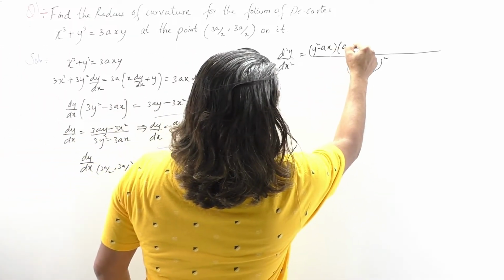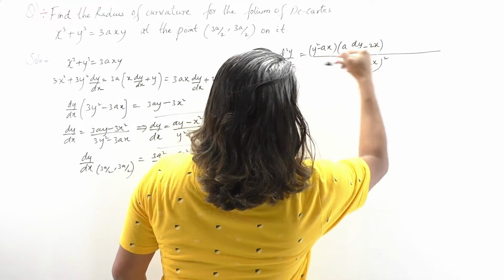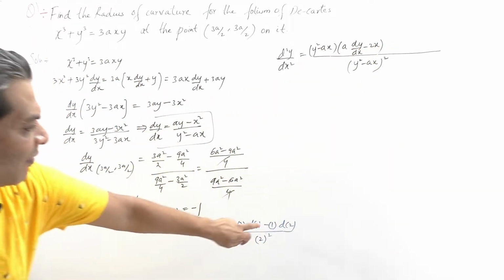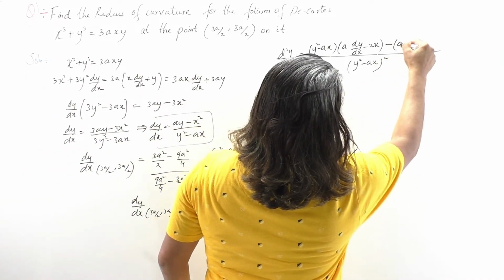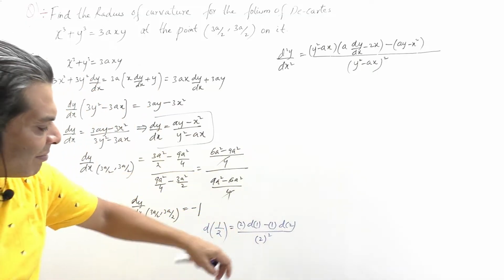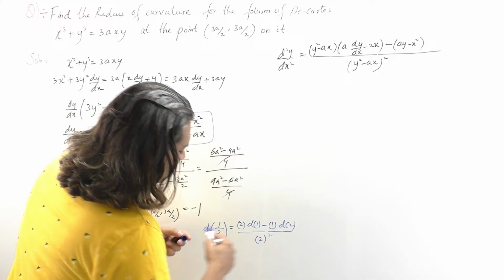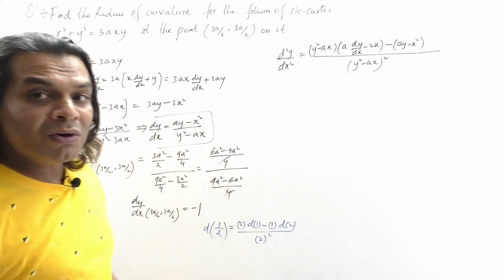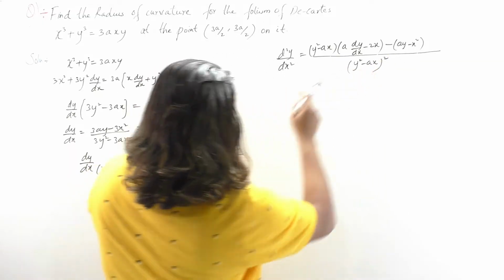So a as it is, differentiation of y is dy by dx, minus differentiation of x square is 2x. Next, the first function as it is, ay minus x square as it is, minus. Be careful about the sign. There's a minus sign here because many people get confused here in solving differentiation of the quotient rule. The sign is minus here. Don't forget. Okay.